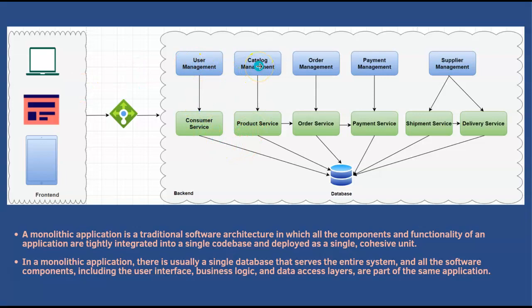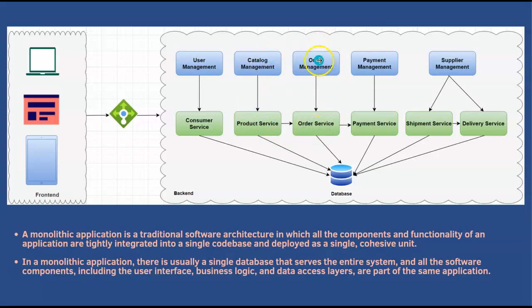Then the catalog management is there. Whenever a user tries to add an item to the cart, it goes to the product service, which checks the inventory, and then it allows the user to add that particular product into the cart. Then the user can modify the cart, and go ahead and order a particular product.